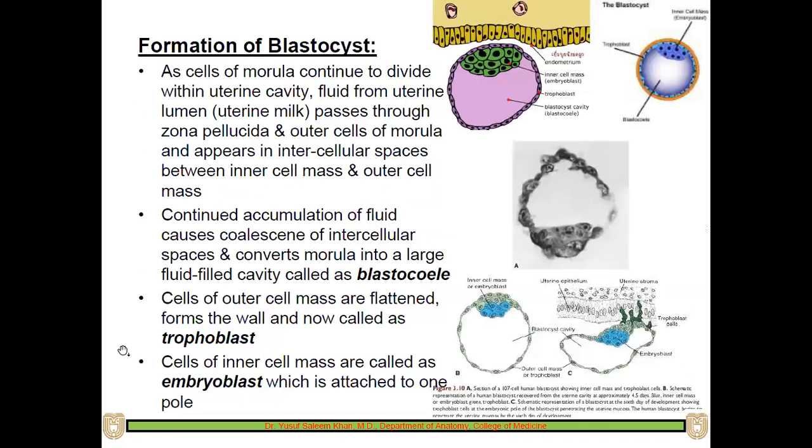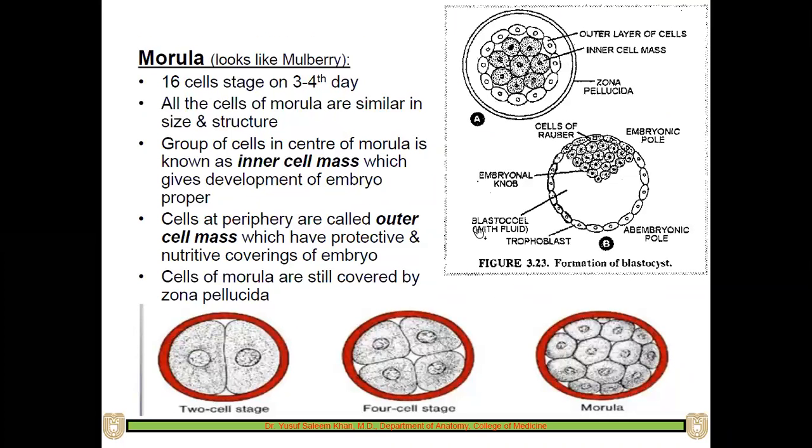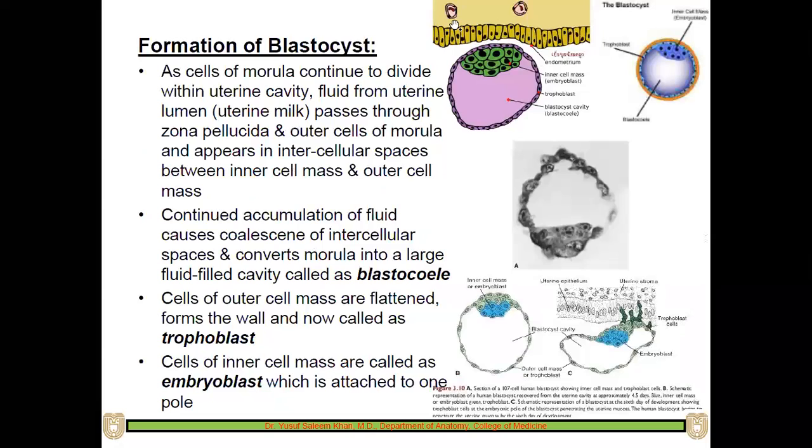Okay, now it changes into something called a blastocyst. So morula changes into blastocyst. This is the morula, with the inner cell mass and outer cell mass. Now it changes into the blastocyst. As the cells of the morula continue to divide within the uterine cavity, fluid from the uterine lumen, called uterine milk, passes through the zona pellucida and outer cell mass of the morula and appears in the inner cell space between the inner cell mass and outer cell mass.